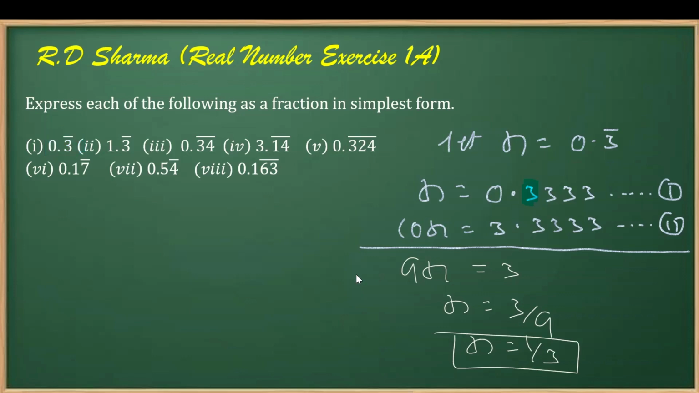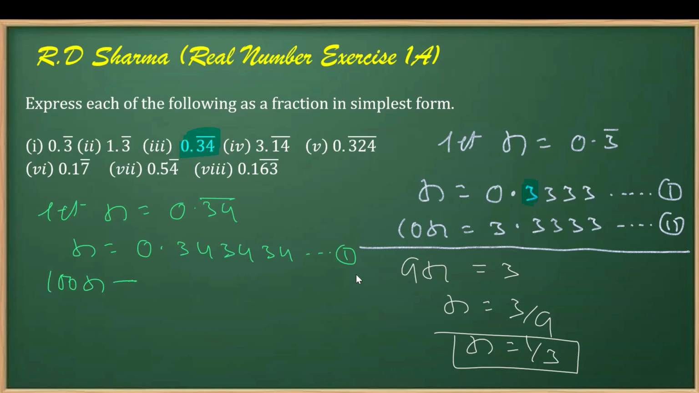Now, after this first part, I should take the second one, so that you can compare. Let x be equal to 0.34 bar. Now check, the repeating block is 3, 4, 3, 4, 3, 4, and I should mark this as equation 1. Here, how many digits are repeating? There are 2 digits, 3, 4 is repeating. So instead of multiplying by 10, I'll multiply by 100.